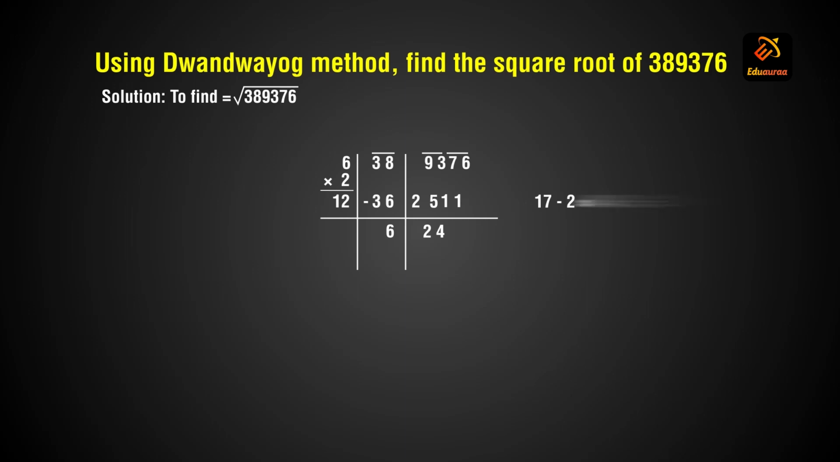Write 1 between 7 and 6, just below them. New dividend is 16. Final remainder is 16 minus 4 square, that's 0. So the correct square root is 624.